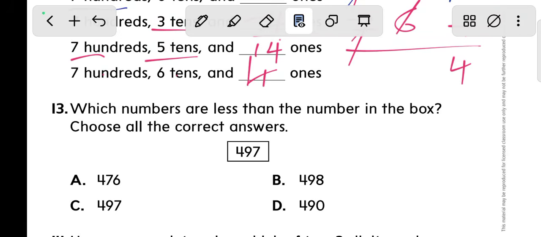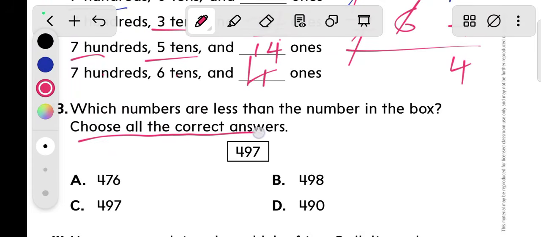Which numbers are less than the number in the box? Choose all the correct answers. If he tells us to choose all the correct answers, that means you have to choose more than one. Okay, in the box we have 497, right? First one is 476. Is this less than 497? Let's check. That means this is the biggest number. We need a number less than it. 4 and 4. 7 and 9. Yes, 7 is less than 9, so we can choose letter A.